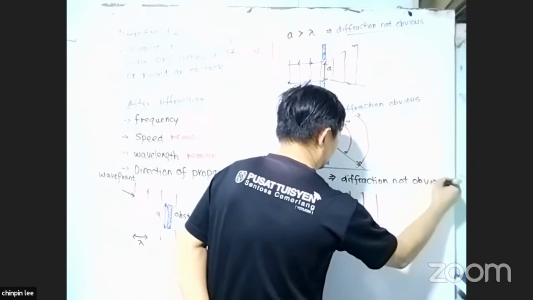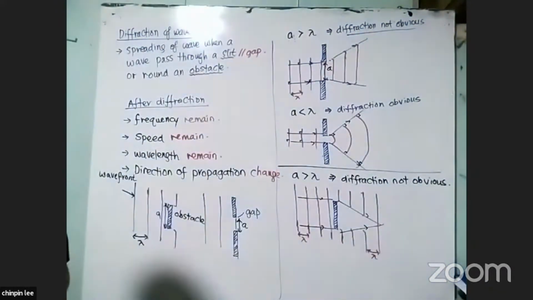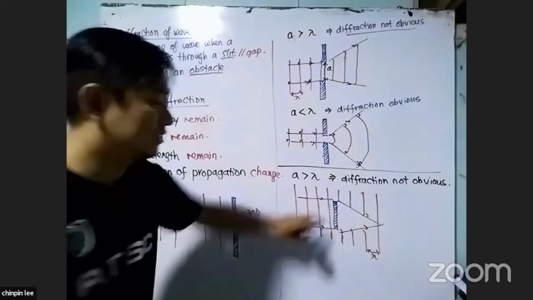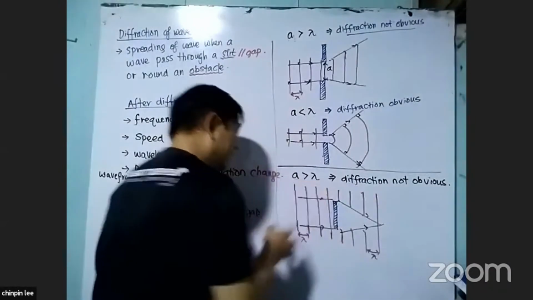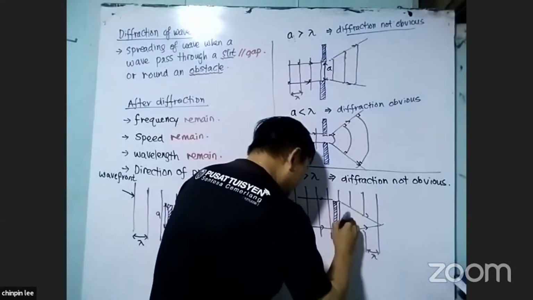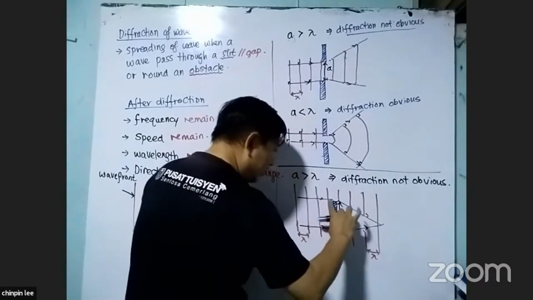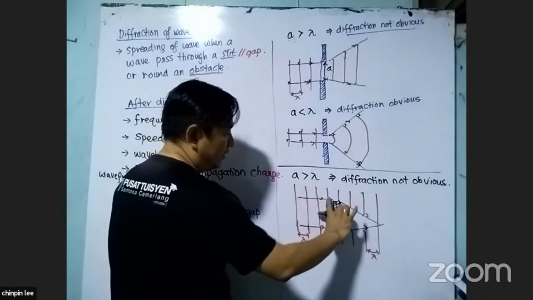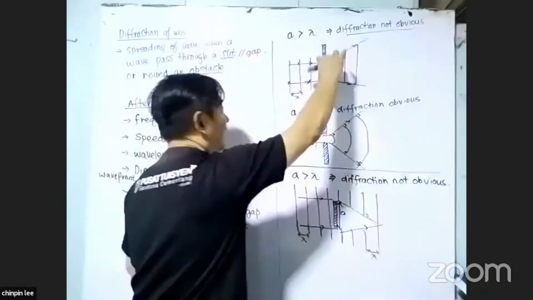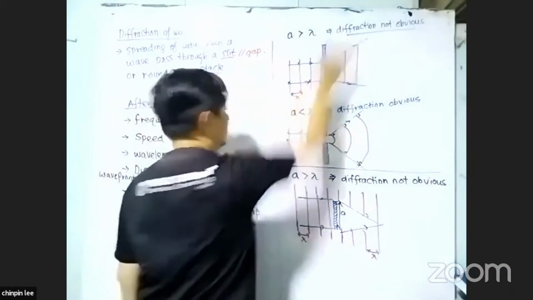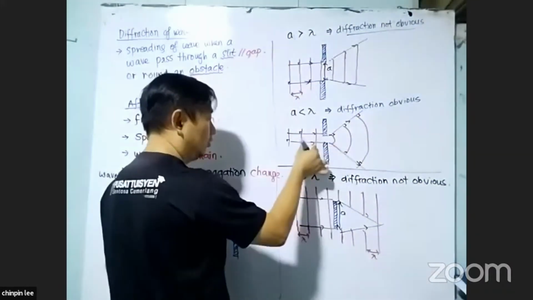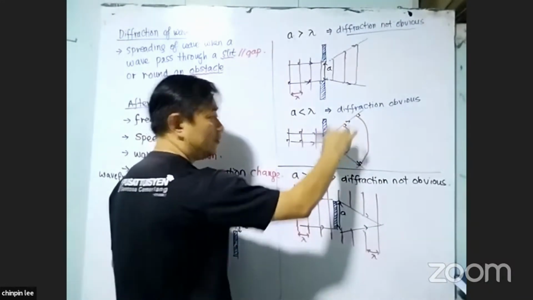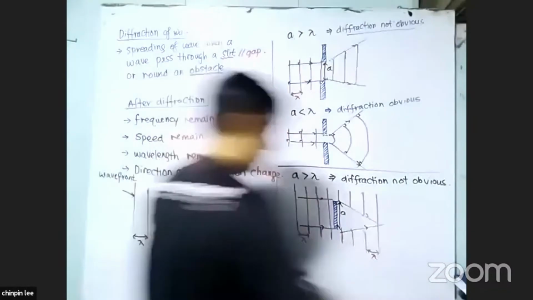Not obvious. Now we are going to see what if the A is small. This one is called A. Now this one A is bigger. You see here, this A is big. This A is bigger than lambda. Lambda is small. A big, lambda small, not obvious. Diffraction, but when A is small, lambda is bigger, it is obvious.